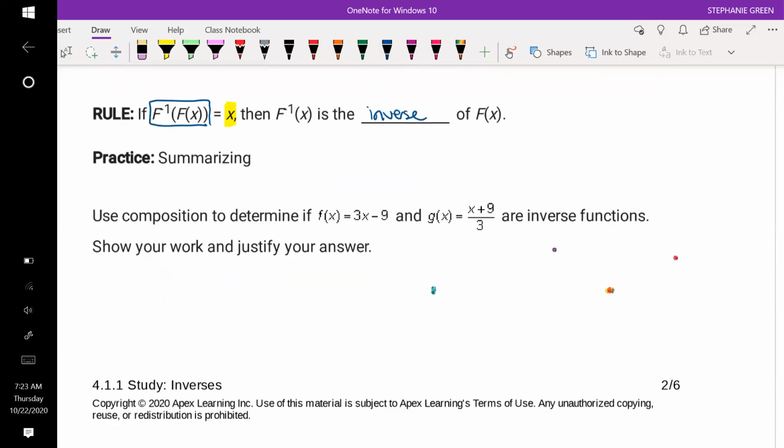All right, so in this problem, we're going to use that. So we have a function, f of x is 3x minus 9, and another function, g of x, is x plus 9 over 3. And we want to check and see if they're inverses of each other.